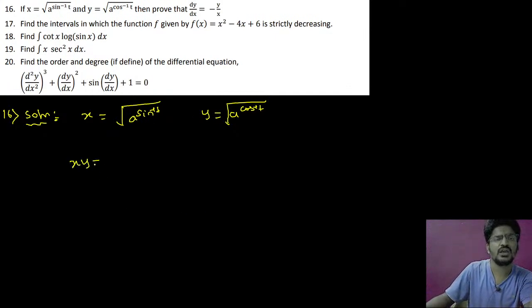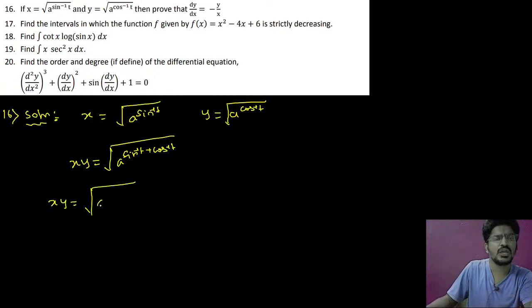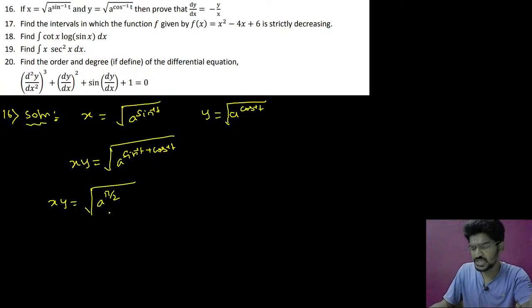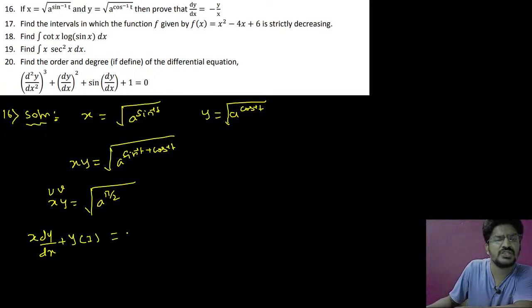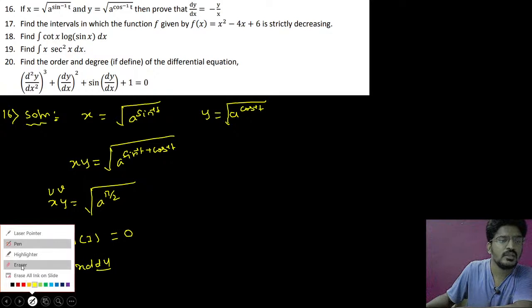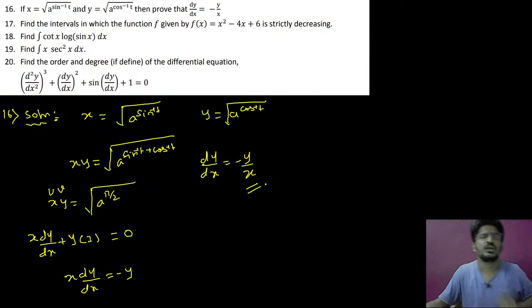x into y is xy equal to, if I multiply this two, it will be a to the power of sin inverse t plus cos inverse t. Okay. So sin inverse t plus cos inverse t is nothing but pi by 2. So xy is going to be equal to a to the power of pi by 2. Now you can differentiate on both sides. You can apply u into v rule. So that is going to be x into dy by dx plus y. Differentiation of x is 1. On the RHS, differentiation of this term is 0. So now x into dy by dx equal to minus y, and dy by dx is going to be equal to minus y by x. That is our required answer.